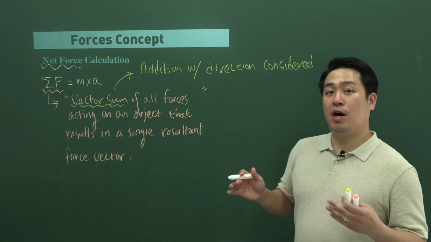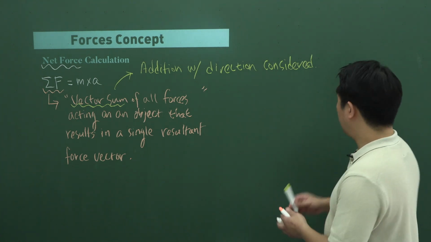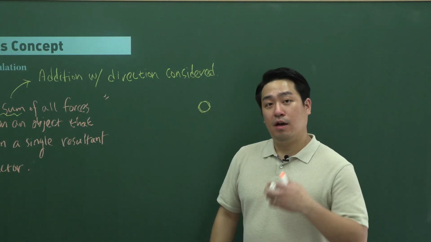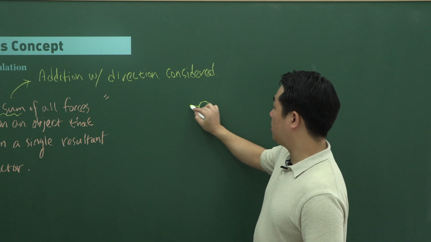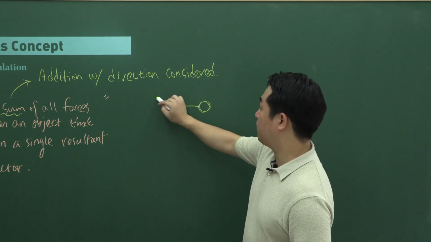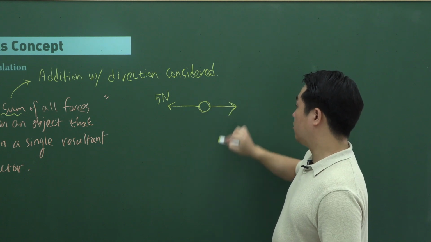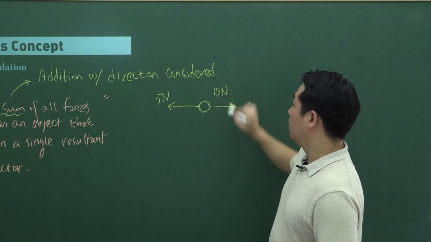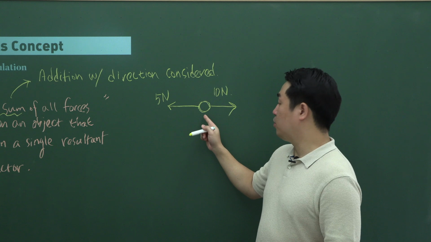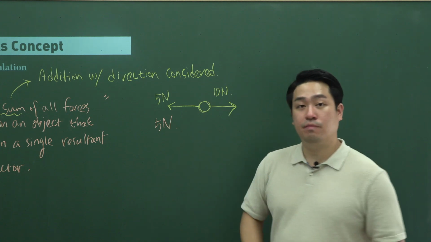Let's say that there is a really popular student at your school, and everybody wants to hang out with this kid. So let's say that I draw this popular student right here, and a group of students is pulling on this popular kid to the left, hoping that this kid will follow them and hang out with them, with, let's say, 5 newtons of force. Now, another group of friends is also pulling on this popular kid to the right with 10 newtons of force. Now, what do you think is going to happen to this popular kid? Probably he'll end up being pulled to the right with how many newtons of force? 5 newtons of force.